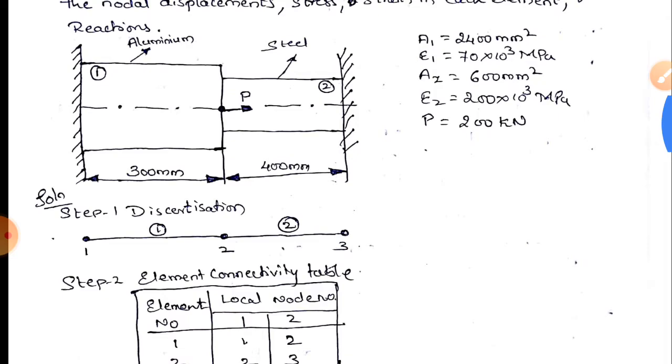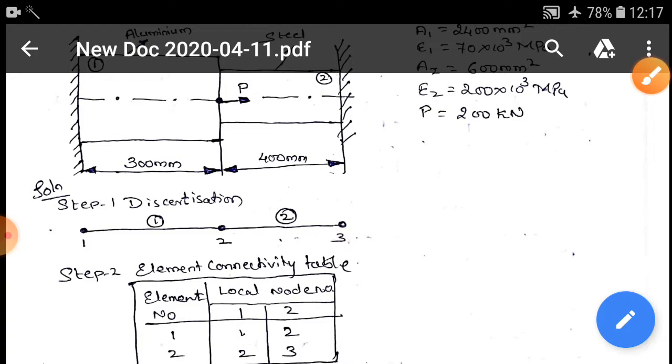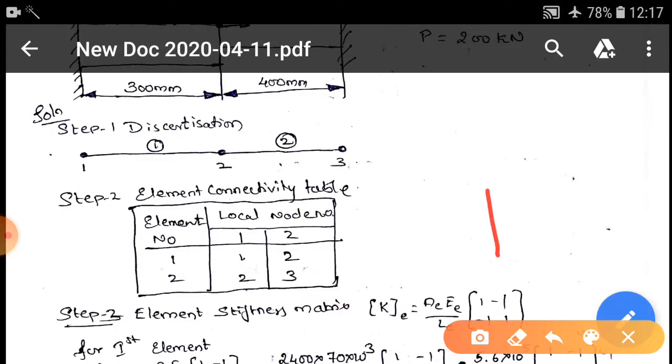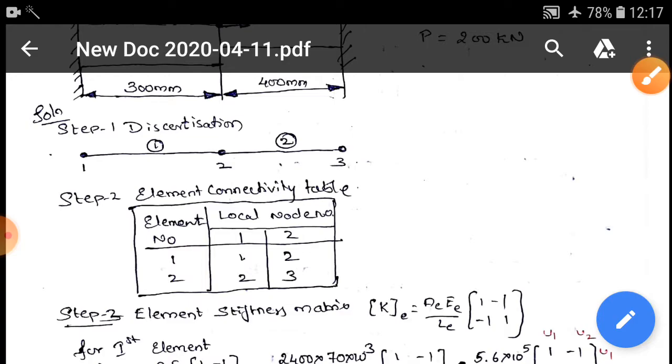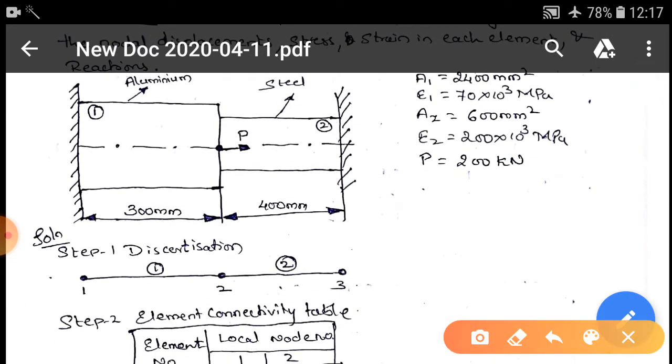See this A1, E1, A2, E2, load P, all these are given data. Based on this given data, we just need to substitute the values in the formulas and go on solving it. So first step is discretization. In discretization, nodes are placed and elements are formed. Our first node, second node and third node.